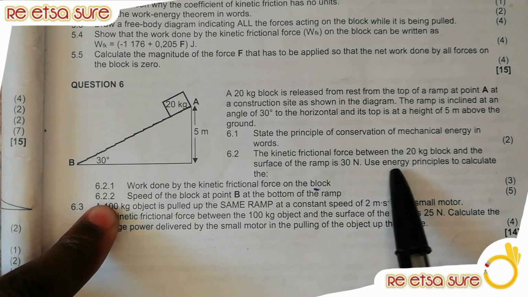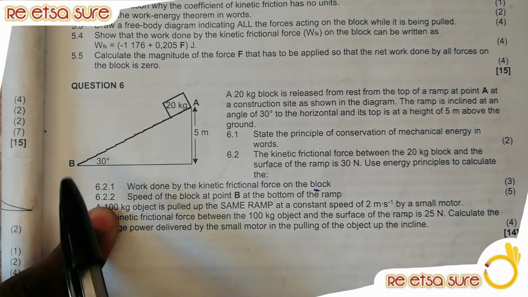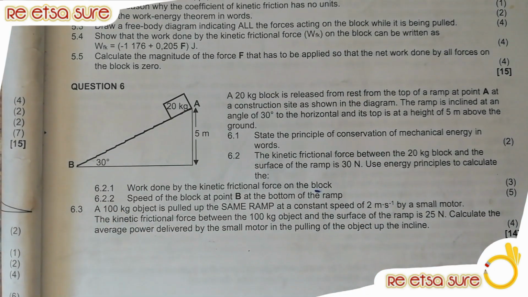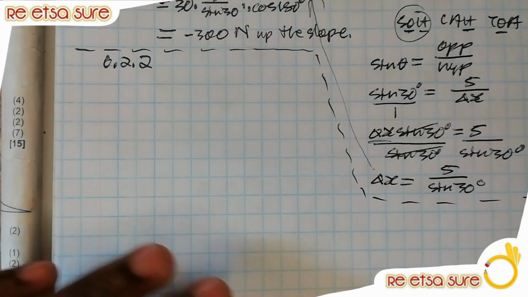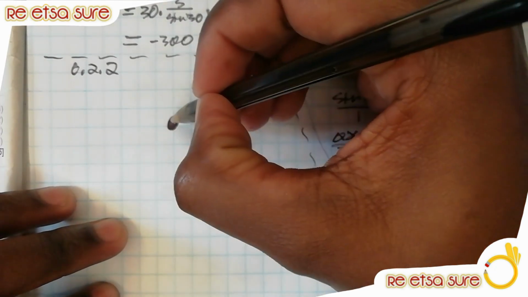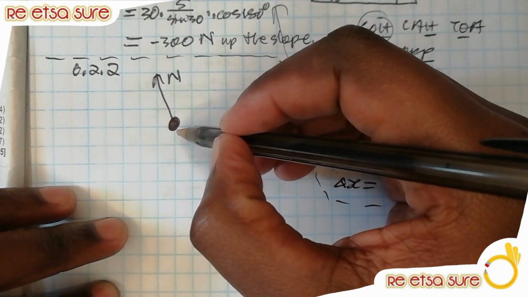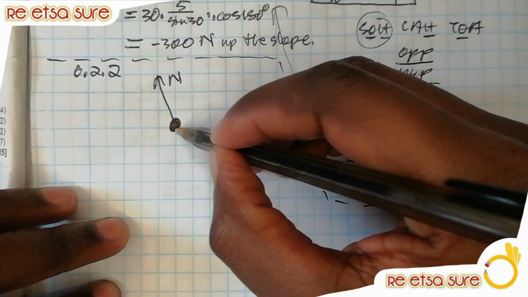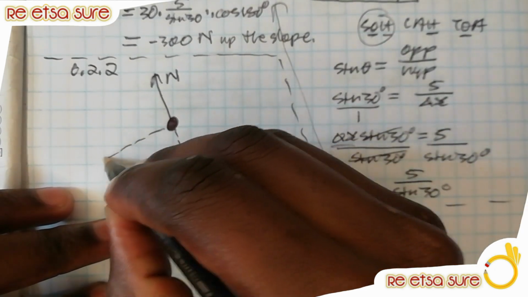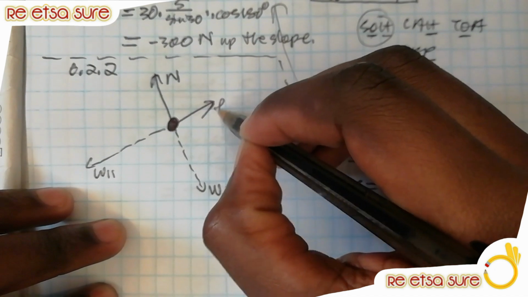6.2.2. Use energy principles to calculate the speed of the block at point B at the bottom of the ramp. Now, in order for us to understand the scenario, we're going to have to draw the free body diagram. So we have the normal force, and we also indicate the components of our weight. We have weight perpendicular and we have weight parallel. Then we also have frictional force.